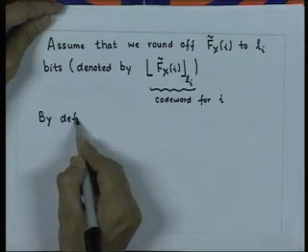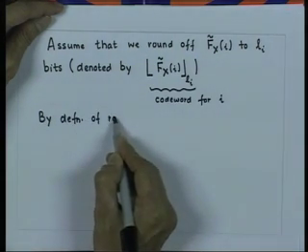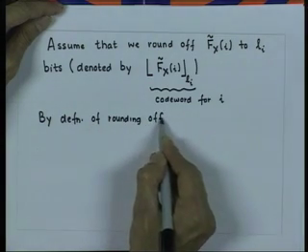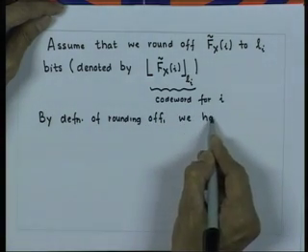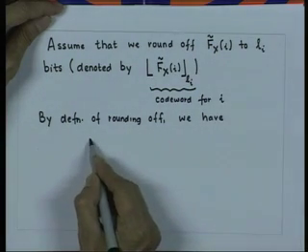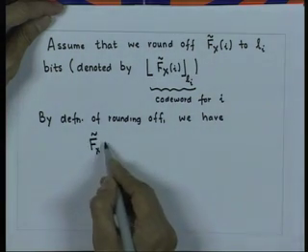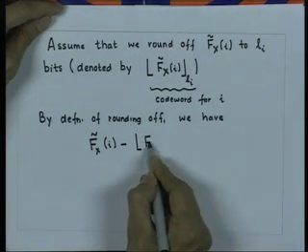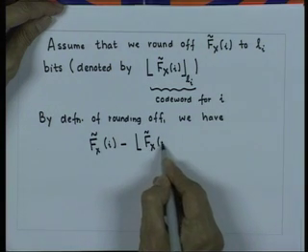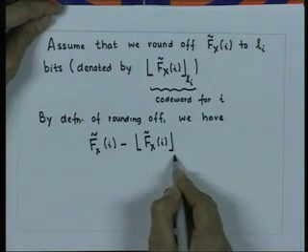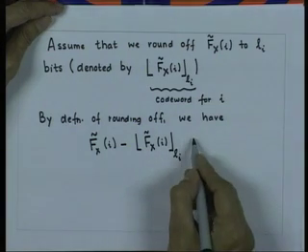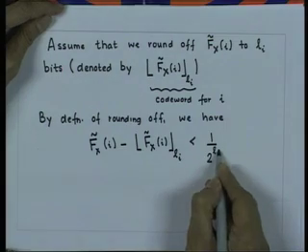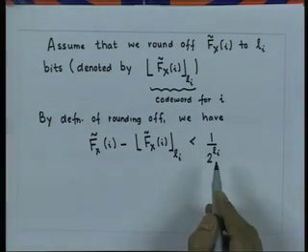Now by the definition of rounding off, we have f tilde minus floor of f tilde Li less than 1 by 2 raised to Li. This is by the definition of rounding off operation.